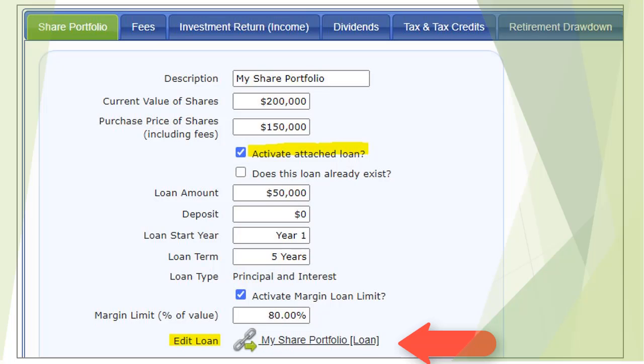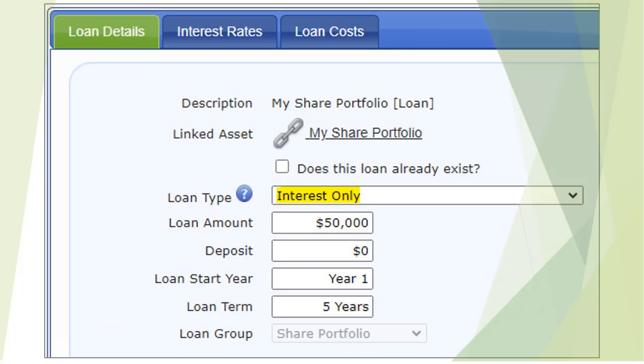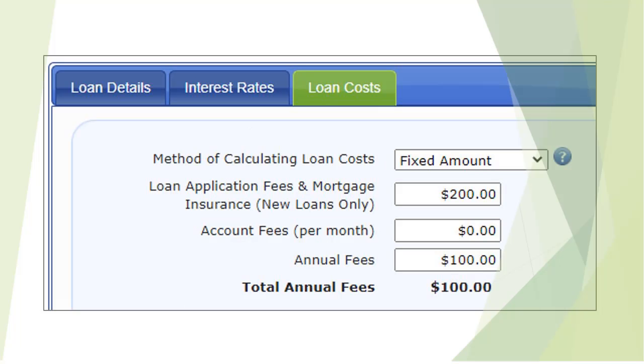By clicking on the link next to Edit Loan, you can customize the loan. The loan types are interest only, principal and interest, and interest only followed by principal and interest, with options, the options being introductory interest rate and refinancing the loan. In this example, the loan is an interest-only loan for 5 years starting in year 1. The loan application fees and ongoing fee of $100 have been included. Note that these costs are not indexed.